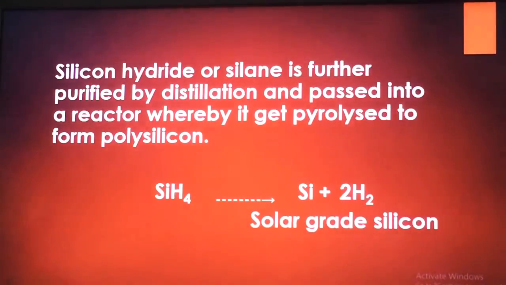So 3 steps are involved in the preparation of solar grade silicon by union carbide process. First is production of metallurgical grade silicon, second is refining of silicon, and then the production of semiconductor grade silicon or the solar grade silicon.